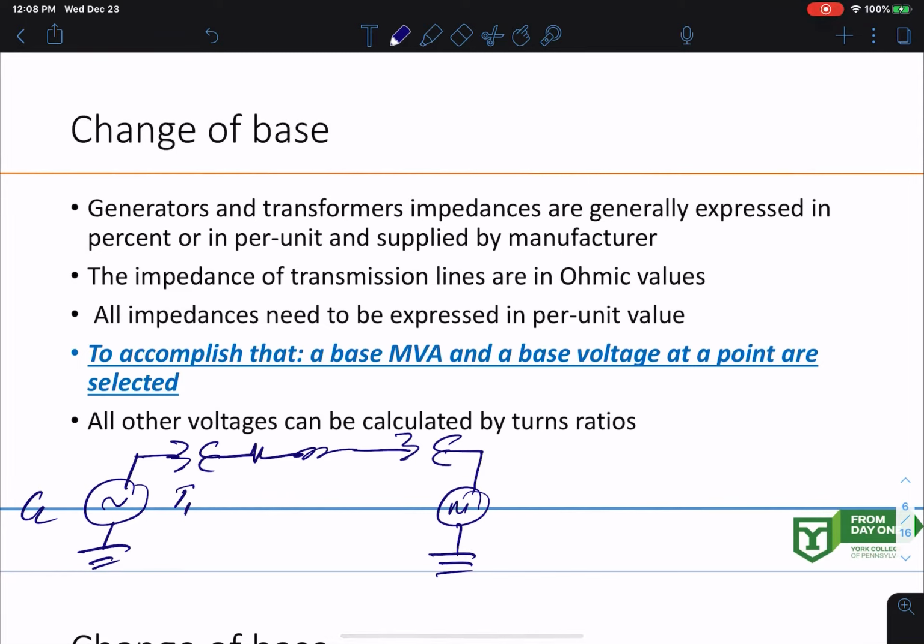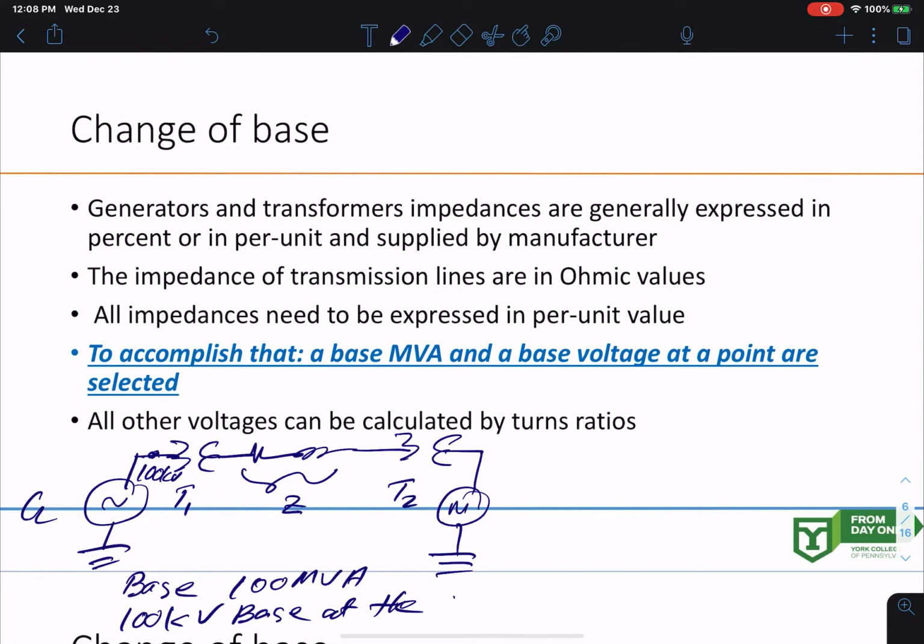So let's say it's T1 over here, transformer 1, T2 over here. Let's say this whole thing is a Z, which is impedance. And then you have the generator over here, right? So let's say the base for this system is 100 MVA, and we're using this voltage, let's say 100 kilovolts right here. So 100 kilovolt base at the generator terminal. So this is the base.